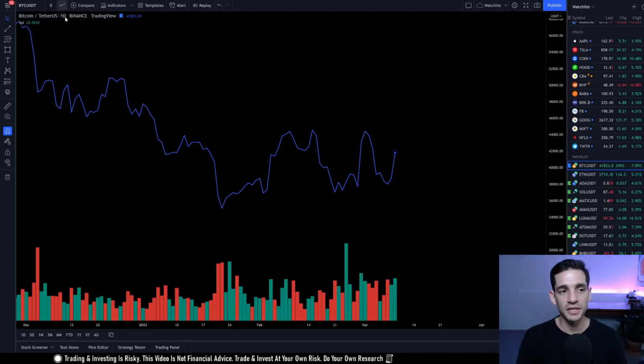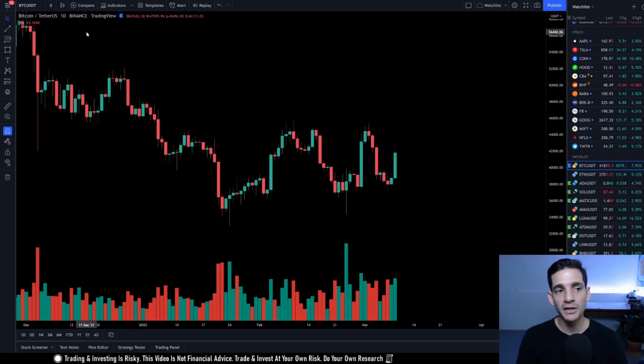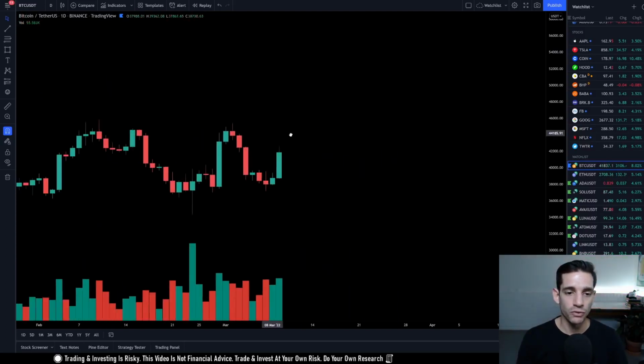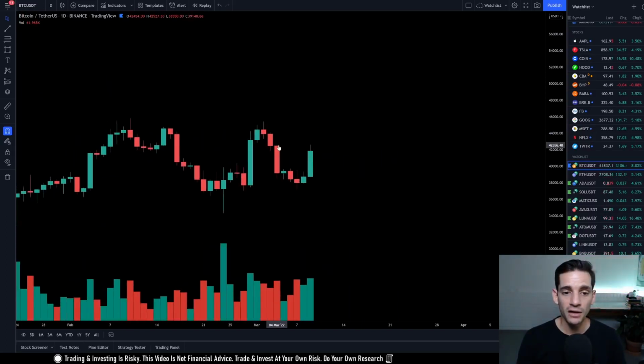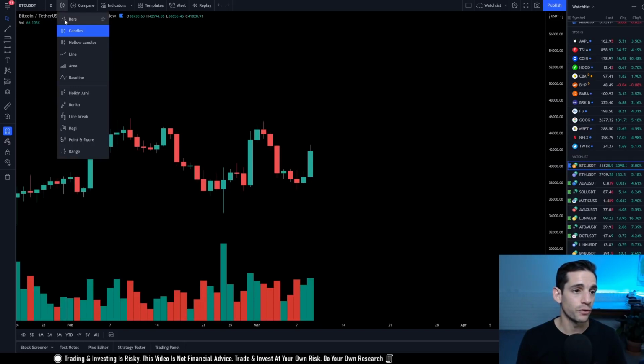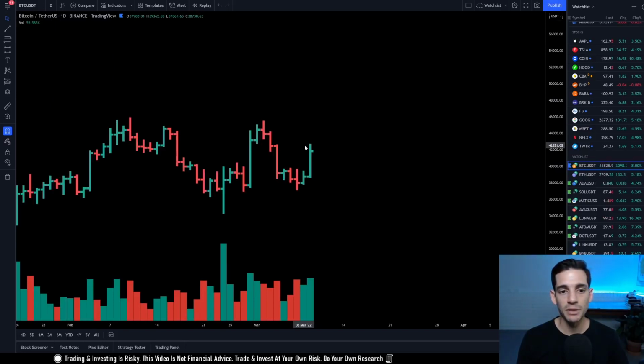Whereas if we're looking at something like a candlestick chart or a bar chart, it's giving us much more information because we get the opening price, the closing price, and also the high and the low price. So for a candlestick chart, if the bar is red, it means that the market opened higher and closed lower. Whereas if it's green, it means the market opened lower and closed higher. And the same is true for a bar chart as well. They give us the same information.